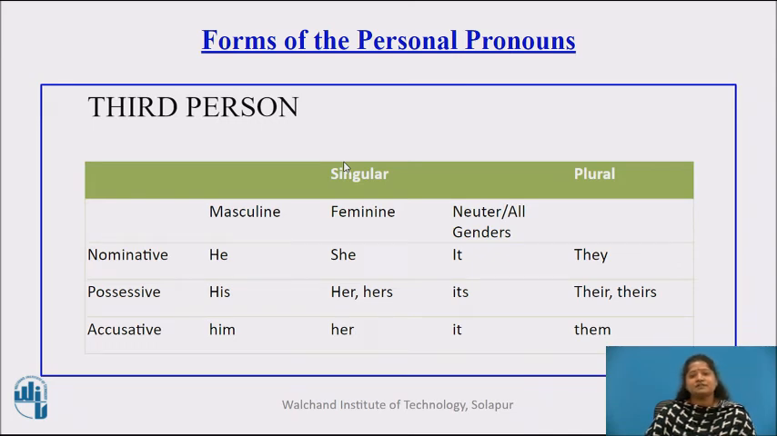In third person, we use different pronouns for masculine, feminine and neuter or all genders. Third person, masculine, nominative, singular is he, feminine, she, neuter, all genders, it and plural is they. Third person, possessive, masculine is his, feminine is her or hers, neuter or all genders, its and plural is their or theirs. Accusative, masculine, singular is him, feminine, her, neuter or all genders, it and plural is them.